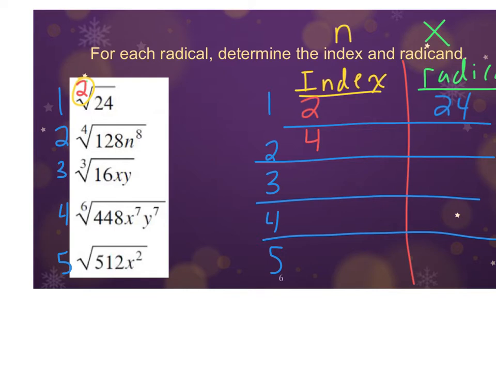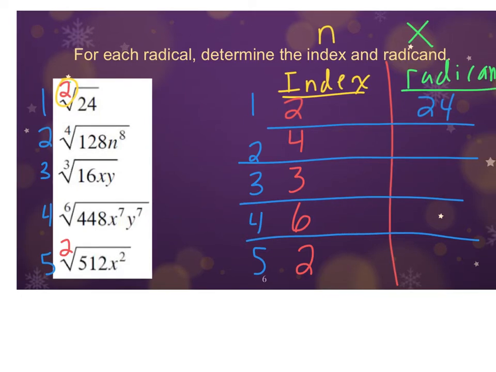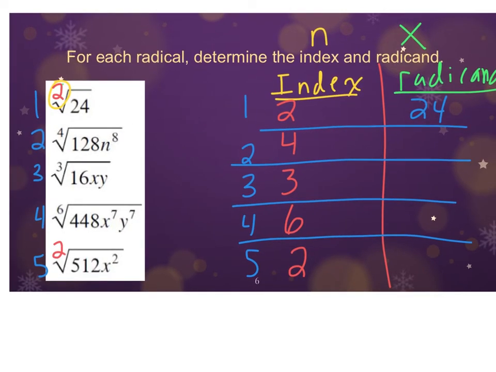And then number 3, our index is, very good, 3. Number 4, we have an index of 6. And number 5, our index is, very good, 2. Since there is no number, we assume it's a 2. Okay, now on to the radicand. Let's go ahead and identify the radicands for the rest of the problems.